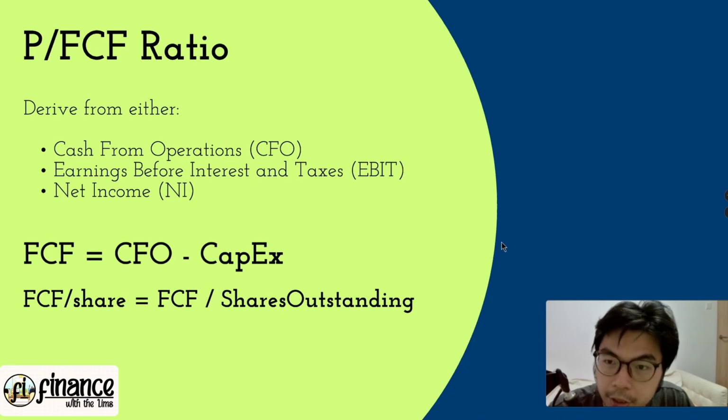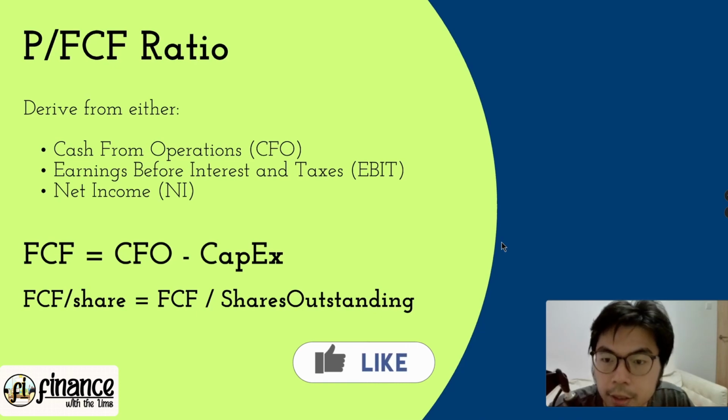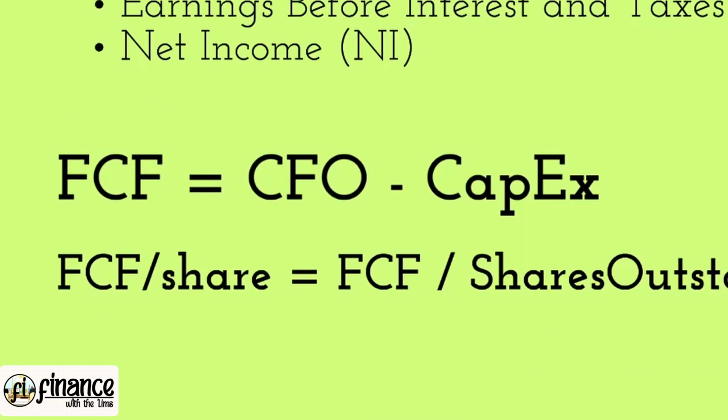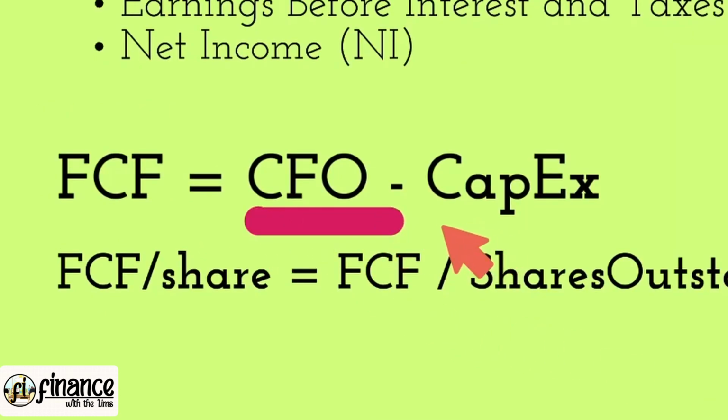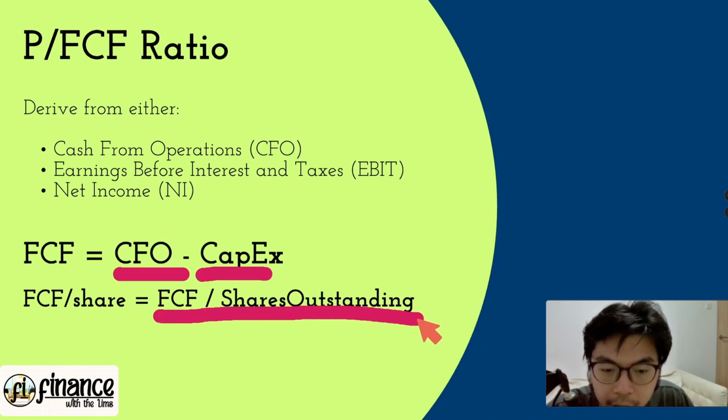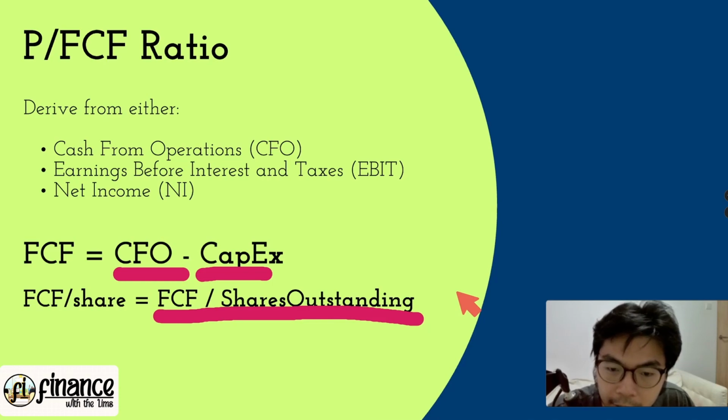Free cash flow is needed to calculate the price to free cash flow ratio, which is a valuation metric. To derive the free cash flow, we need either cash from operations, earnings before interest and taxes, or net income. Since cash from operations is readily available in annual reports, we can simply use that. We just take the cash flow from operations and subtract capital expenditure. If you want to calculate this at a per share level, you simply take the total free cash flow for the year and divide it by the number of shares outstanding.